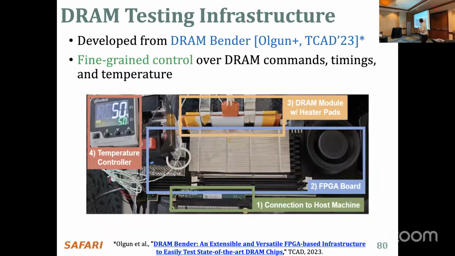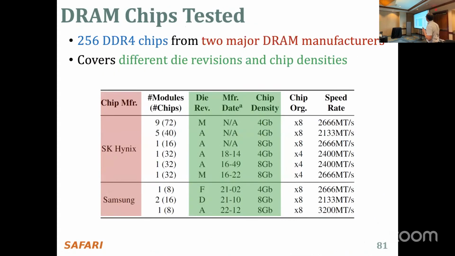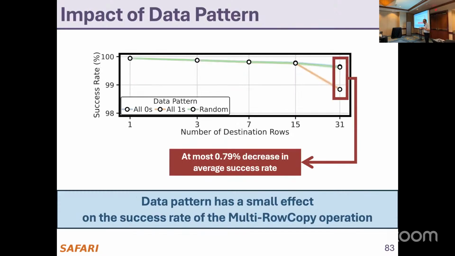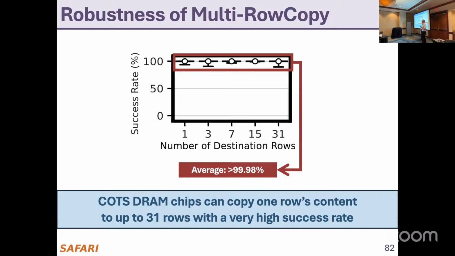So we repurposed our infrastructure to enable these studies much more efficiently. And we tested chips from major manufacturers. And these are the results that you get on real DRAM chips on multi-row copy. And you can see that we have almost 100% success rate. Okay, don't ignore the 0.02%. But I think that's the key, basically. How do you get it to 100% in the future? So there's more research to be done, but the good thing is the DRAM chips are already quite capable.